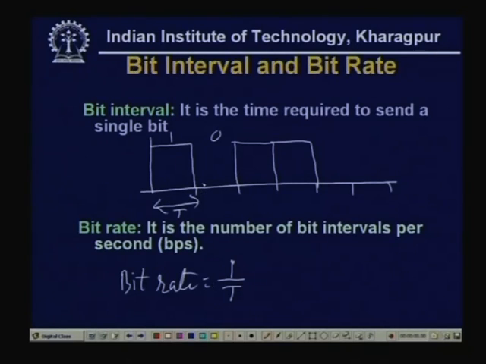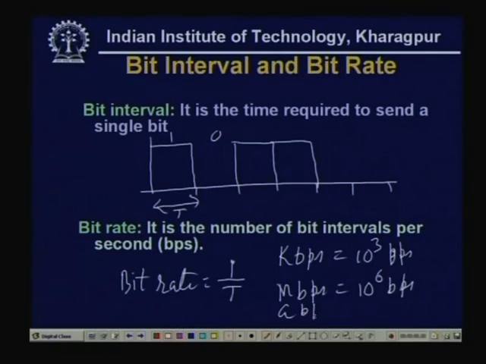the number of such symbols that can be sent in 1 second, and it has the expression bits per second. Obviously, it can be extended to kilobits per second whenever you are sending 10 to the power 3 bits per second, or megabits per second when you are sending 10 to the power 6 bits per second, or gigabits per second, 10 to the power 9 bits per second. So, these are the bit rates that are commonly used.